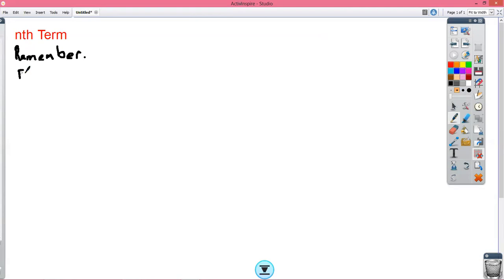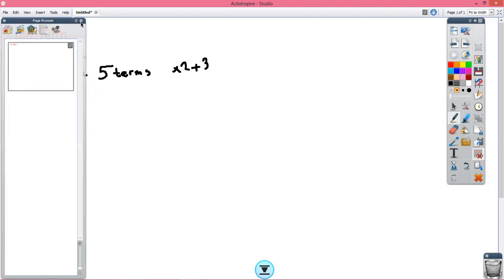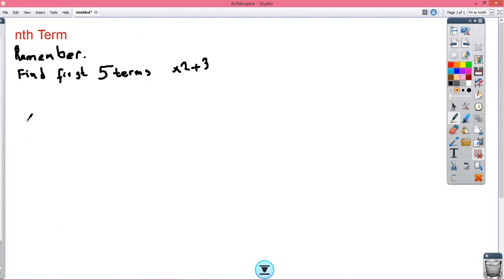Find the first five terms with the rule multiplied by two and added three. Now what we did for this one here: we are going to say position. There was first term, second term, third term, fourth term, fifth term, and this will be position.